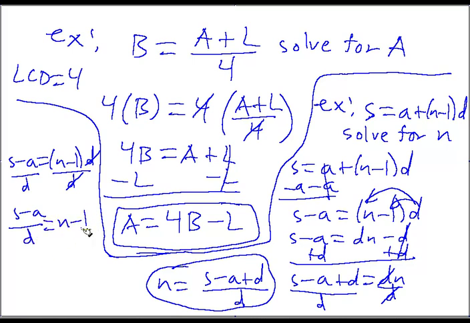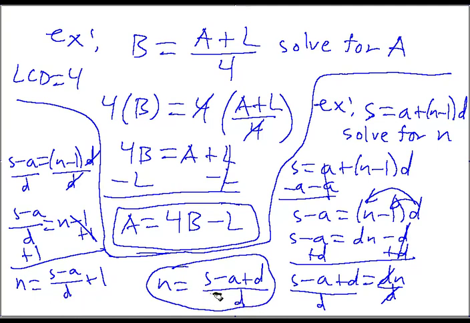All right. How do I get n by itself? Add 1 to both sides. So therefore n is equal to what? S minus A over D plus 1. Can we see that? And that's the answer for n. Now you may say, well, wait a minute here. This answer right here is not the same as this answer, is it? They look different, but actually they are the same.